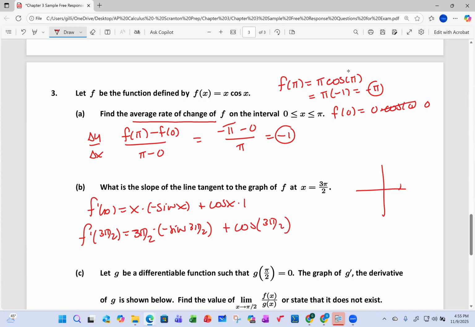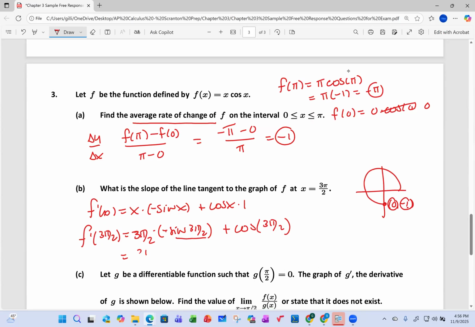So 3 pi over 2 is a quadrantal angle. It kicks me down here. Sine is the y coordinate and cosine is the x. So sine of 3 pi over 2 is minus 1, and times that negative is a positive. So it looks like that's positive 3 pi over 2. And the cosine of 3 pi over 2 is 0. So therefore, my slope comes out to be 3 pi over 2.